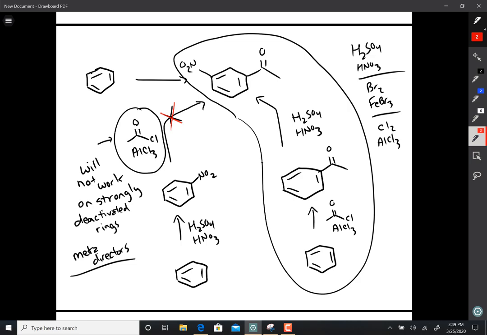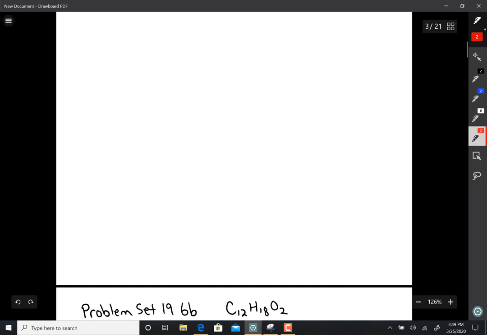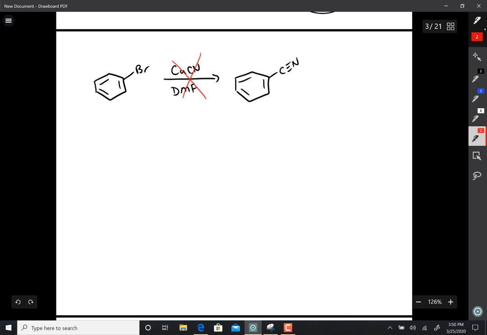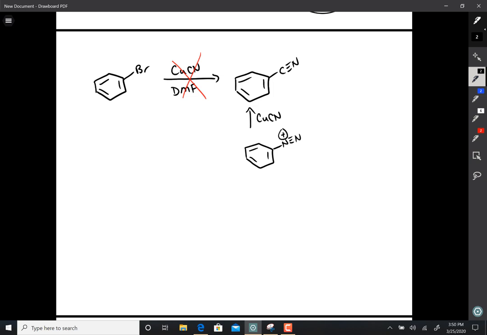Now, had another question about, could you just take bromobenzene and react it with copper cyanide in DMF to make cyanobenzene? And the answer to this is no. We only have one method of really making a nitrile, and that's using copper cyanide when the leaving group is exceptional, when it's a diazonium compound. That's the only way we have to do it.